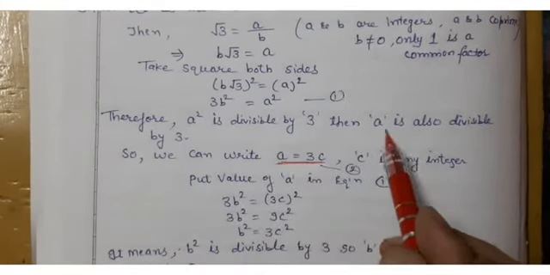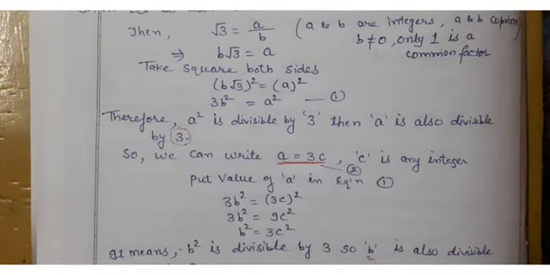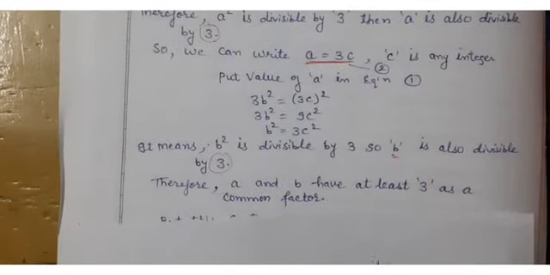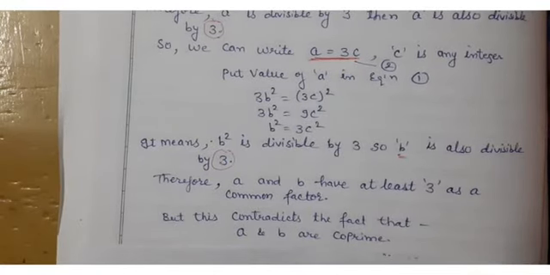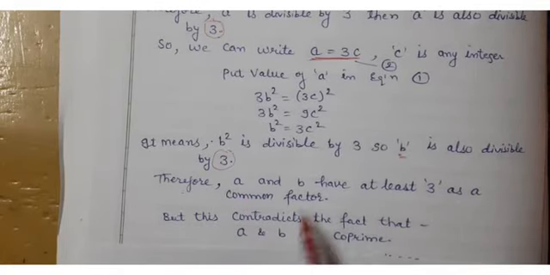A is divisible by 3. And here b is divisible by 3. It means 3 is a common factor of a and b. If 3 is a common factor of a and b, then what is the meaning? Therefore, a and b have at least 3 as a common factor.